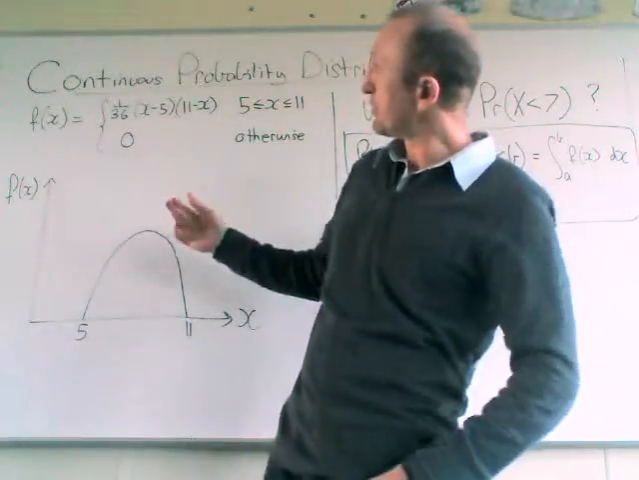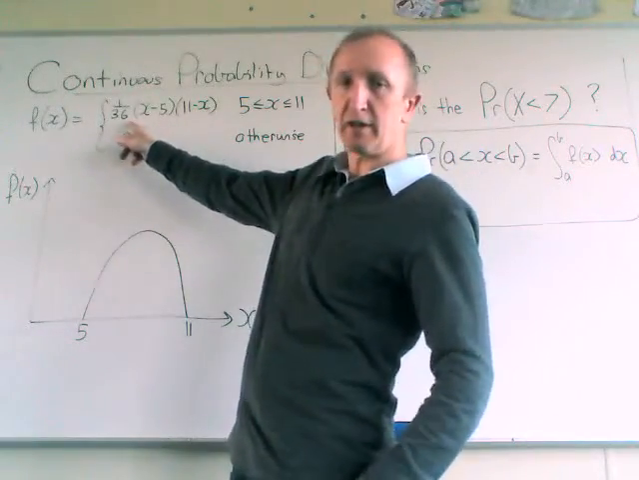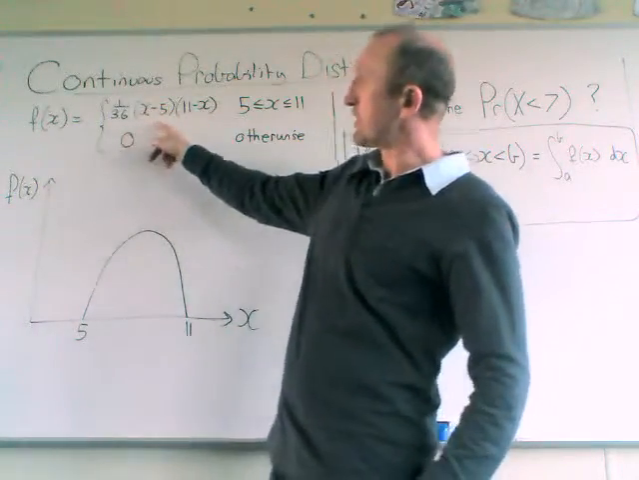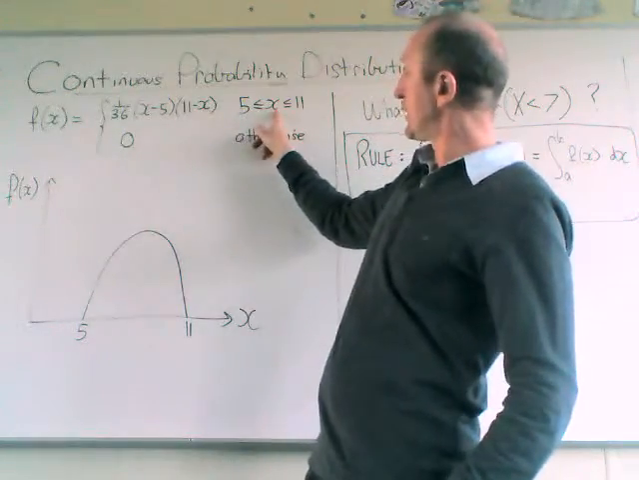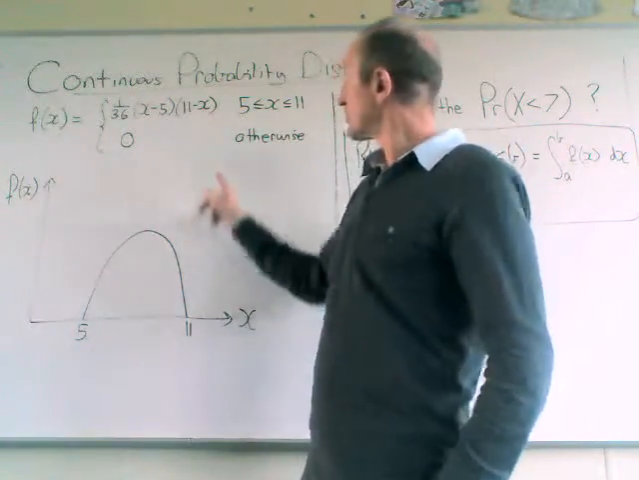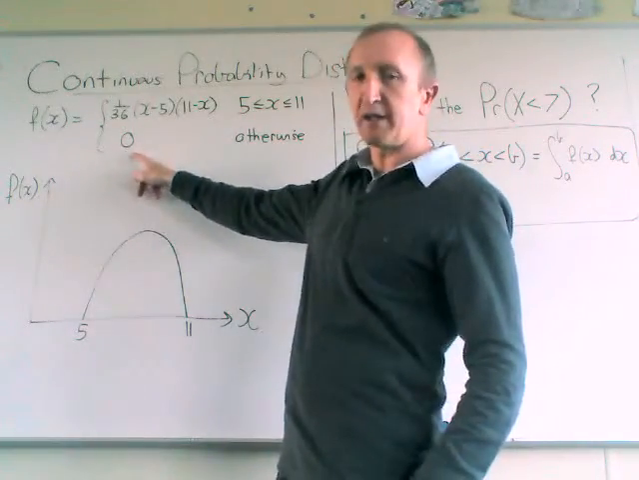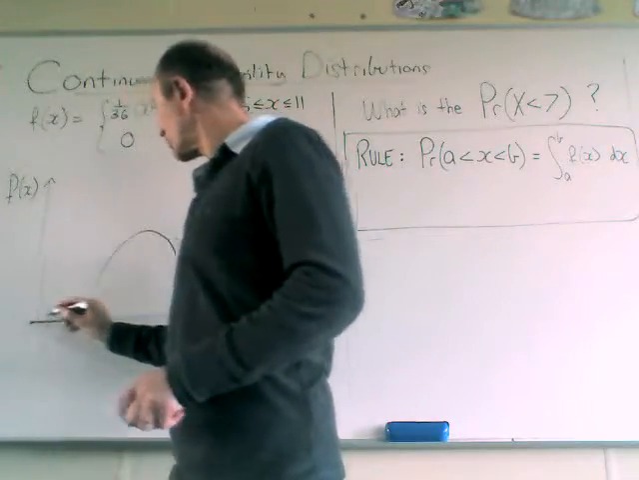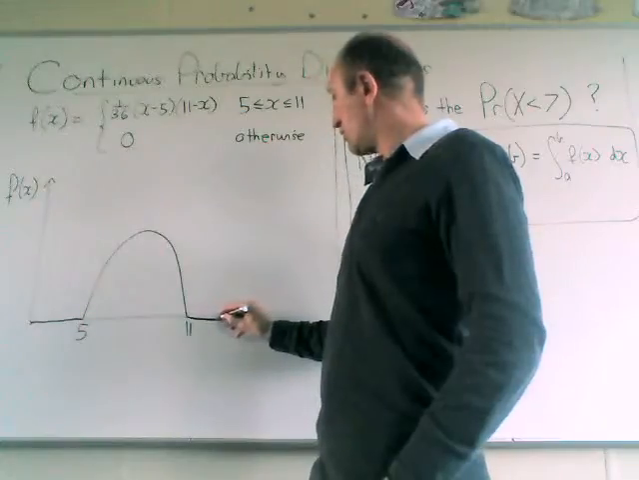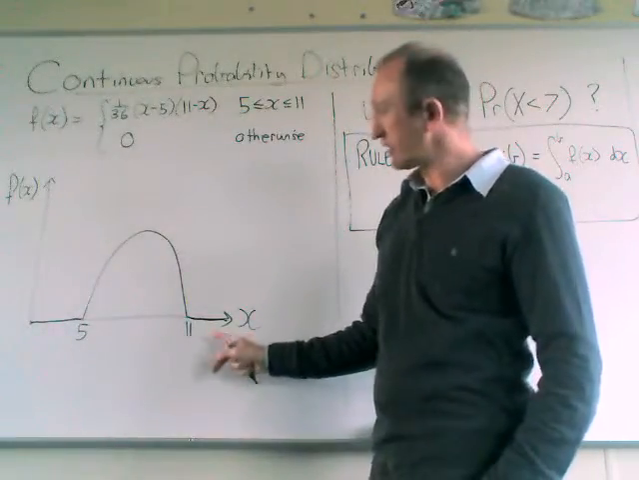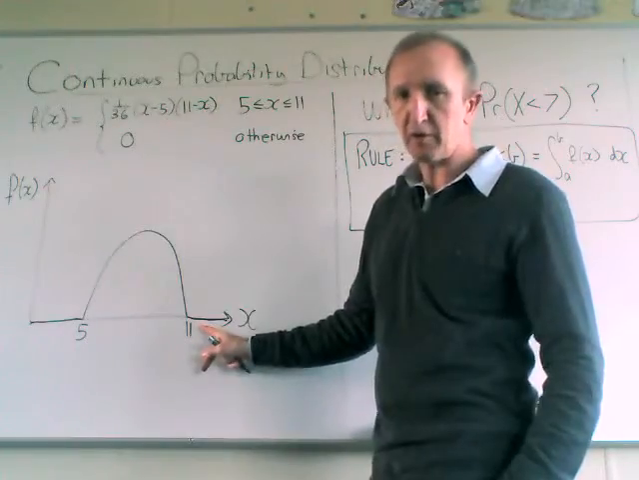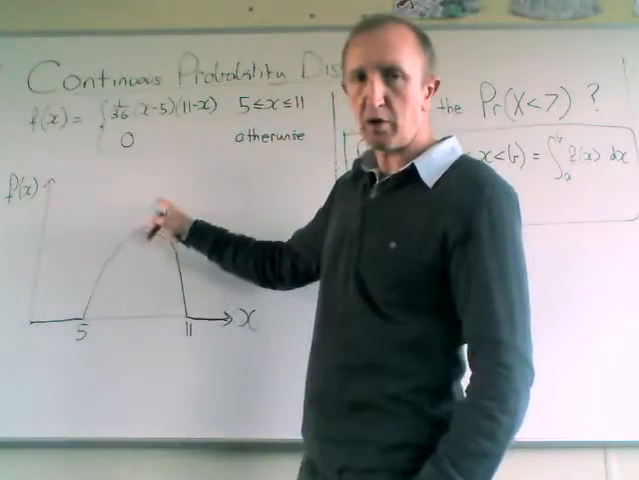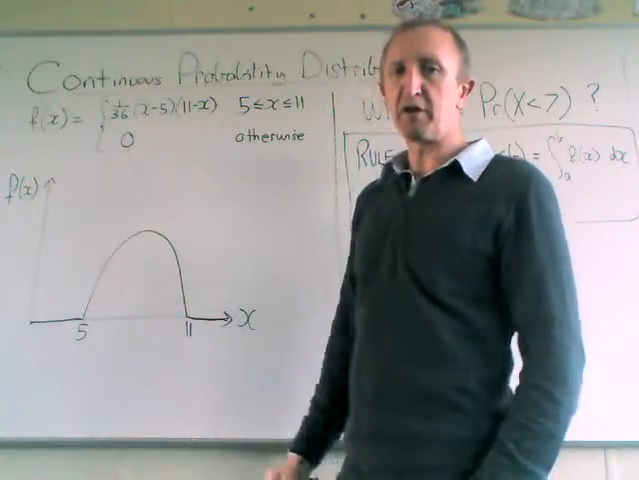For this particular example, we've got a function here. Here is the equation, and here is the graph that represents this equation. This equation says that this function exists for x between 5 and 11 only. Outside of 5 and 11, the probability is equal to 0. Think of this graph as representing probability. I'm going to draw 0 as well on this graph. If we said, what's the probability of getting a 12 for this particular example? A 12 would be a probability of 0. What would be the probability of getting a number in between 5 and 11? Quite high. So this graph represents the probabilities.